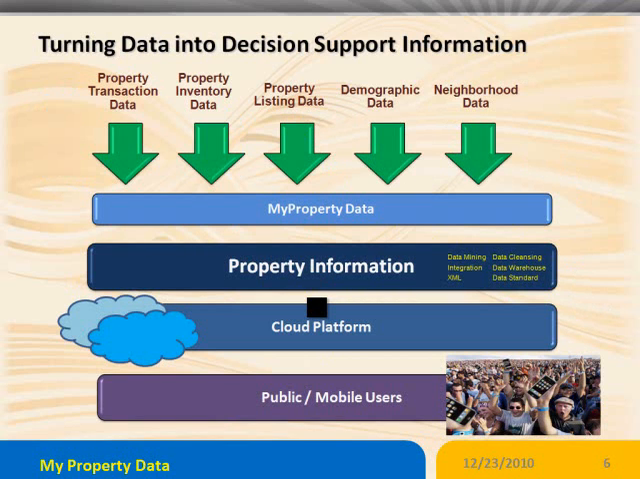MyPropertyData is aimed to turn data into decision support information. Property information refers to a myriad of data that covers property transactions, property inventory, property listings, demographics, and neighborhood data. These are all raw data that need to be analyzed and converted, and we intend to do that via MyPropertyData.